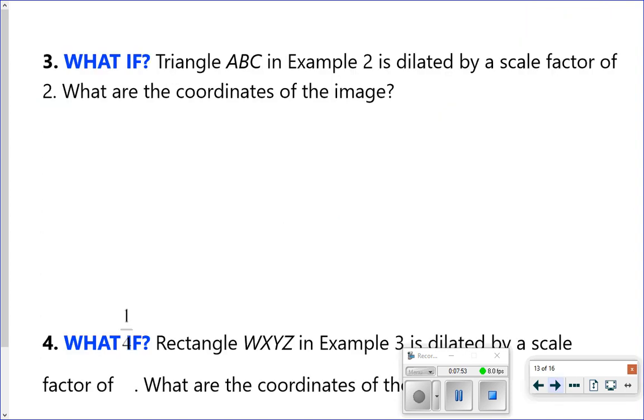All right, so let's look at these next two. Okay, so what if triangle ABC in example 2 is dilated by a scale factor of 2? What are the coordinates of the image? And then for number 4, what if rectangle WXYZ in example 3 is dilated by a scale factor of 1/4? What are the coordinates of the image? Okay, so let's start with triangle ABC. Now it's a little hard. We'll have to flip back and forth just a little bit here.